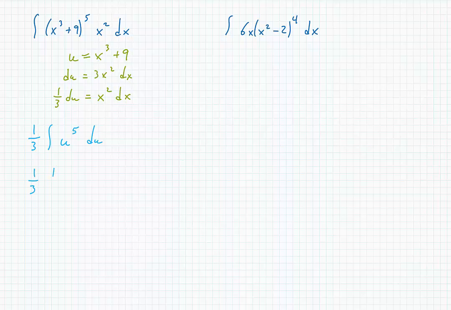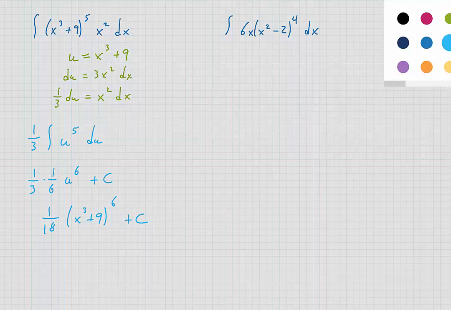Anti-differentiating, we're going to get 1/3 times 1/6 times u to the 6 plus c, which is 1/18 times x to the third plus 9 to the 6th power plus c. Again, go ahead, take the derivative of your answer, see if you get back to the integrand. You most definitely will.